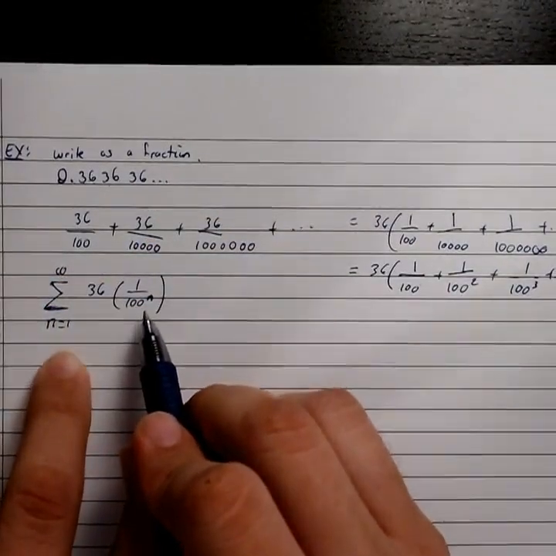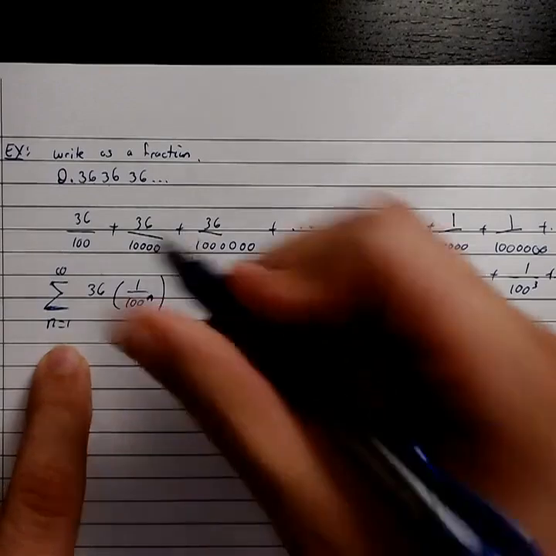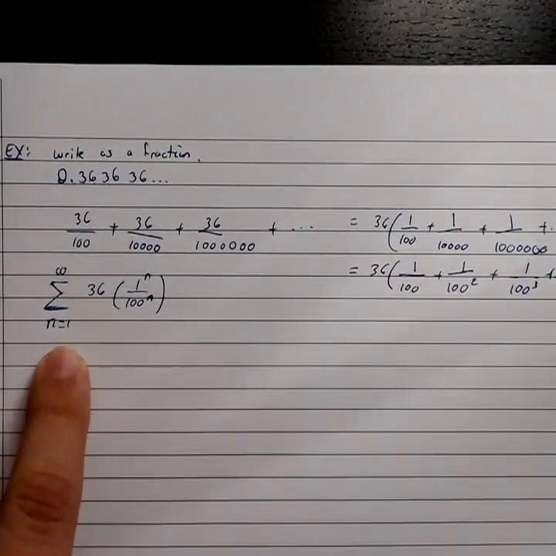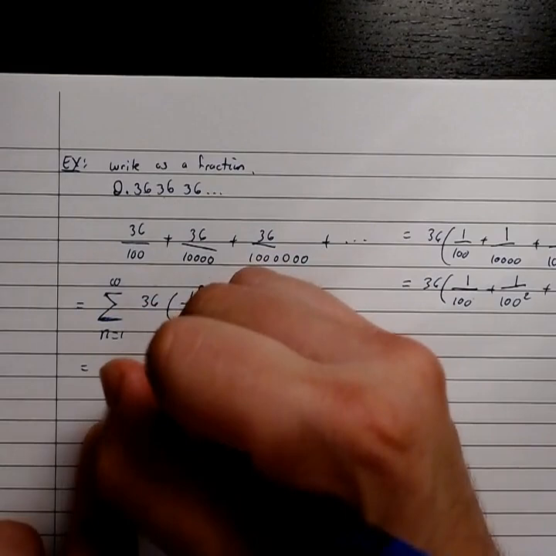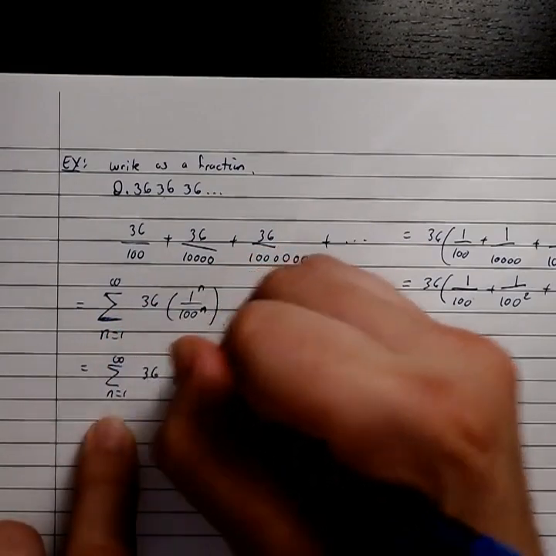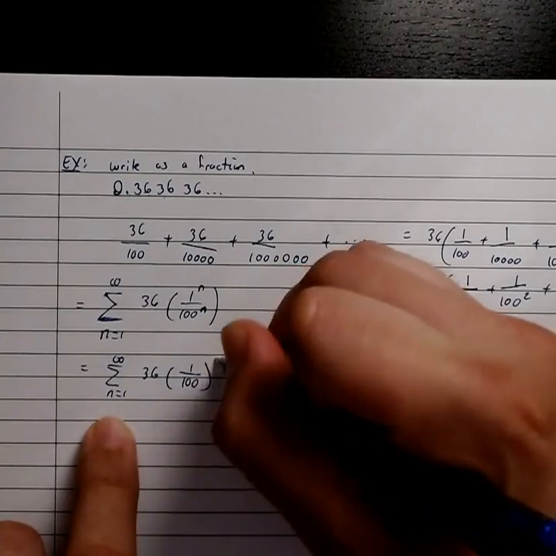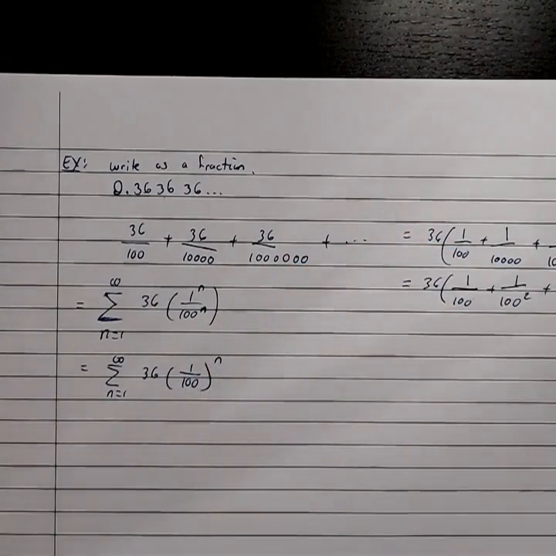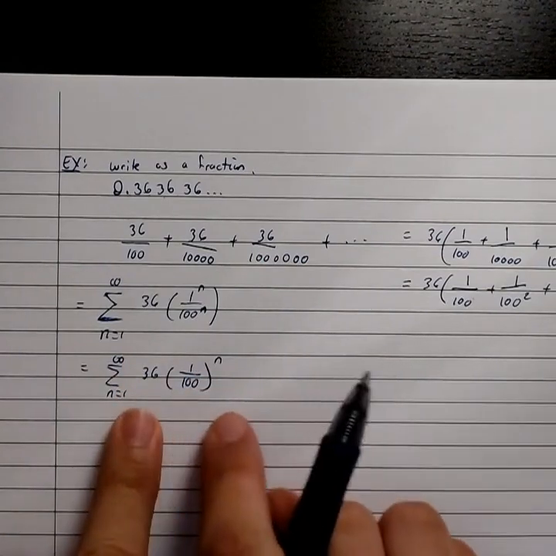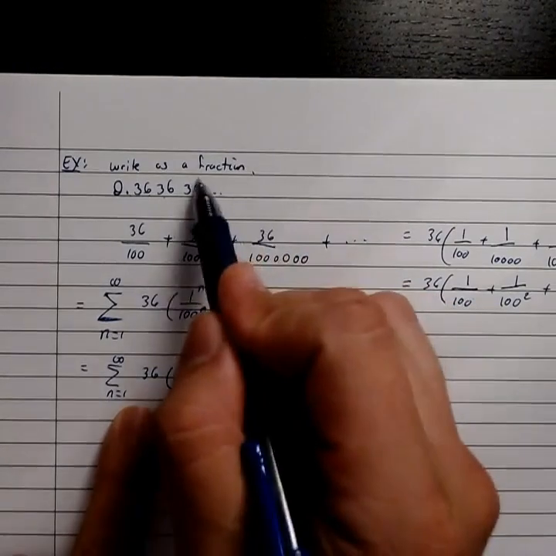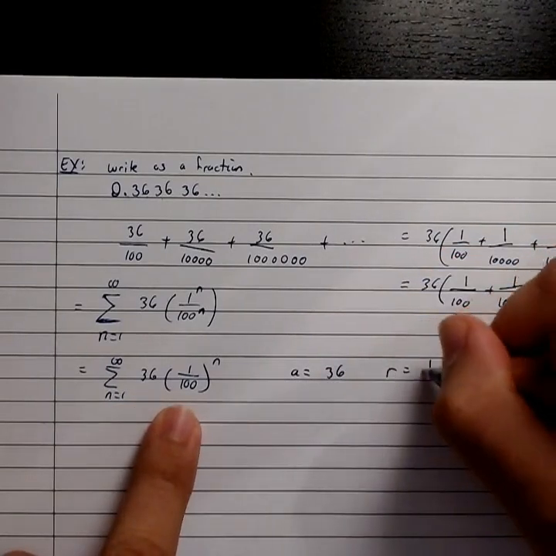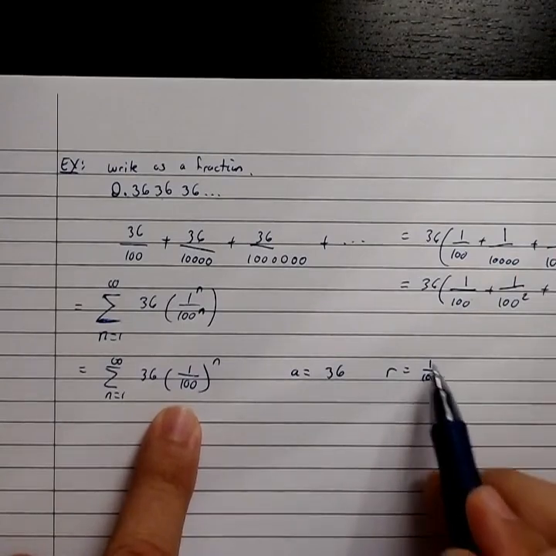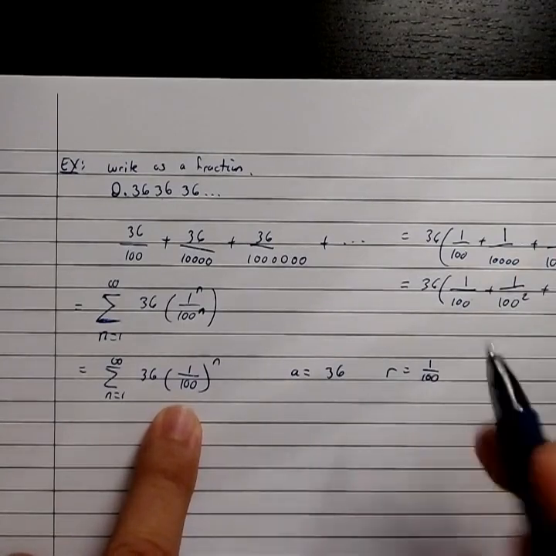Just like that, yeah? Oh, but 1 is also 1 to the nth power. Oh, okay, so if they both have the same power, I can just pull that out. So that's going to be the sum as n goes from 1 to infinity of 36 times 1 over 100 to the power of n. Hey, that's a geometric series, which means it'll converge. It'll converge to a over 1 minus r, which is a fraction. Here, we know a is equal to 36. We know r is equal to 1 over 100, which most certainly has an absolute value less than 1. So this will converge.